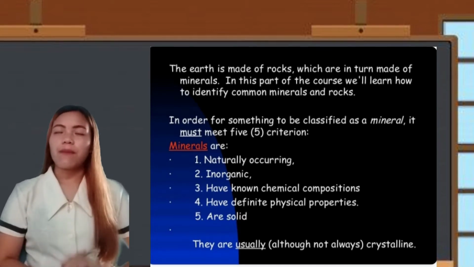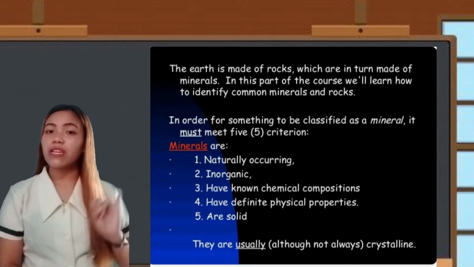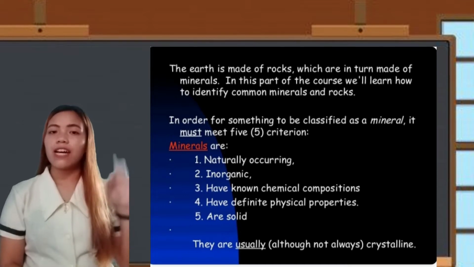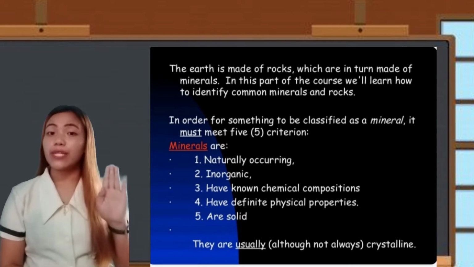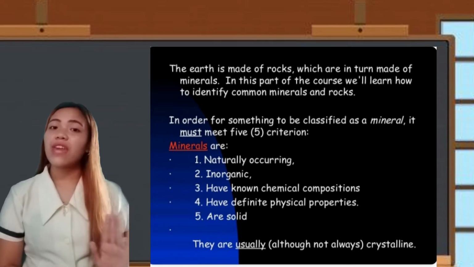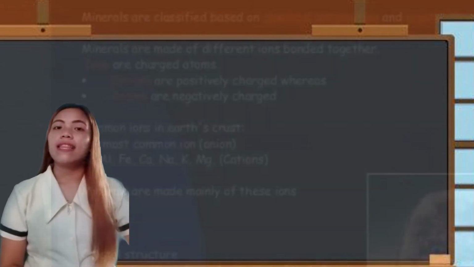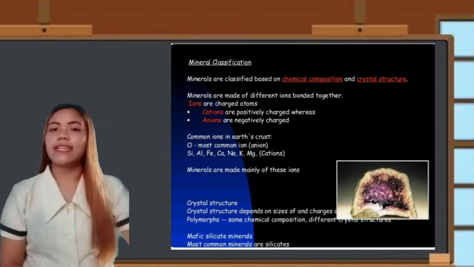In order for something to be classified as a mineral, it must meet five criteria. Minerals are naturally occurring, inorganic, have known chemical compositions, have definite physical properties, and are solid. They are usually crystalline. Now, let us move to the classification of minerals.